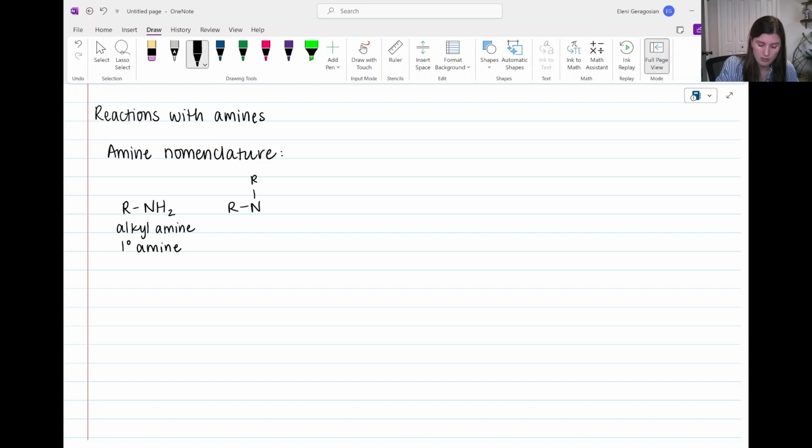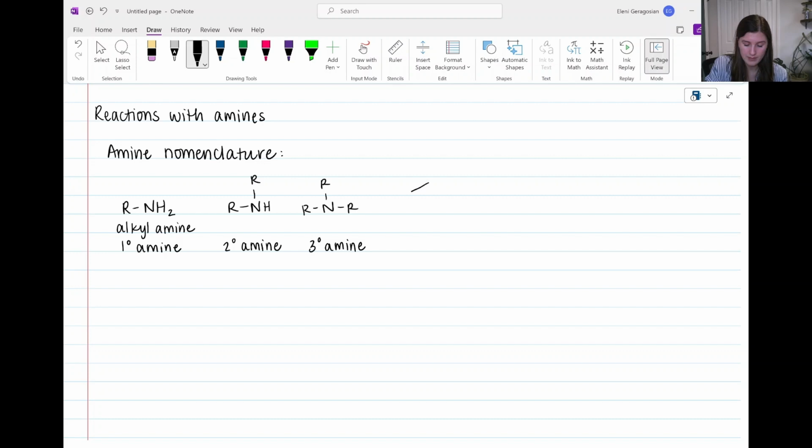nitrogen bonded to two carbon chains and one hydrogen, this is still an alkylamine, but this is a secondary amine. And then when nitrogen's bonded to three carbon chains, this is a tertiary amine. So all alkylamines, primary, secondary, and tertiary.